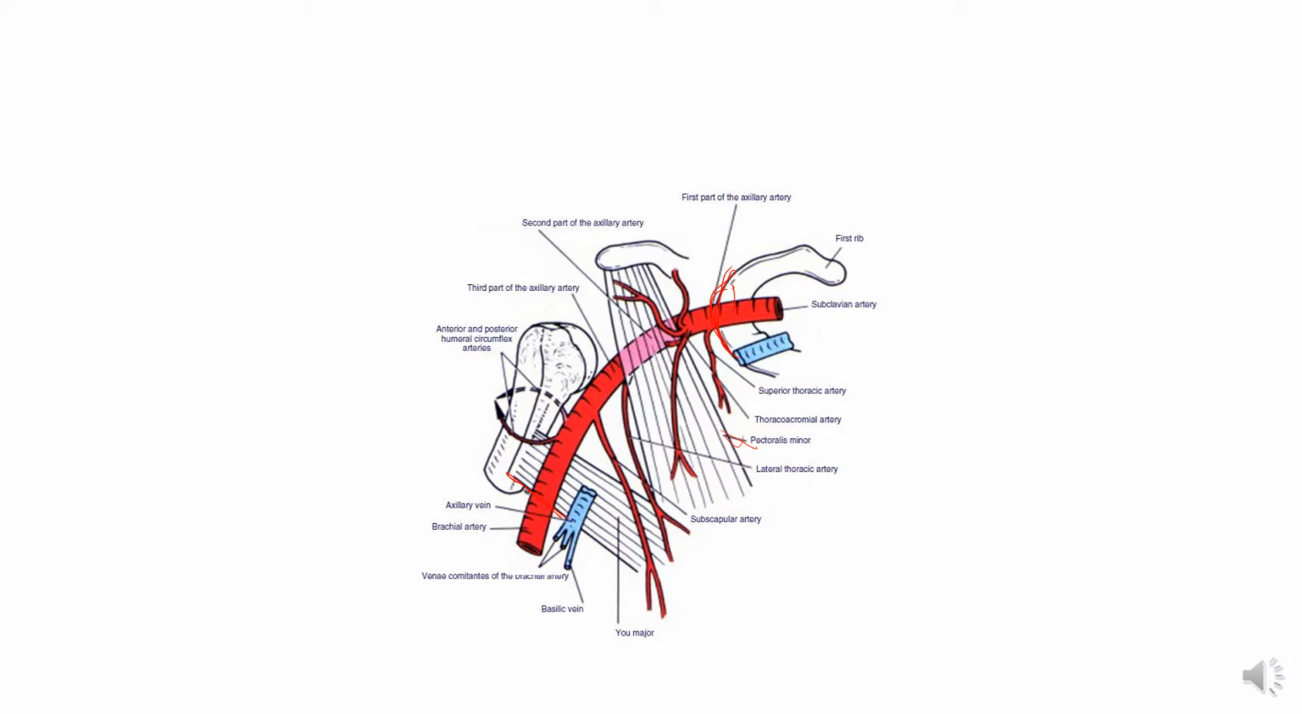The first part lies between the lateral border of the first rib and the medial border of the pectoralis minor. The second part lies behind the pectoralis minor. The third part lies between the lateral border of the pectoralis minor and the inferior border of the pectoralis major. These are the three parts of the axillary artery.